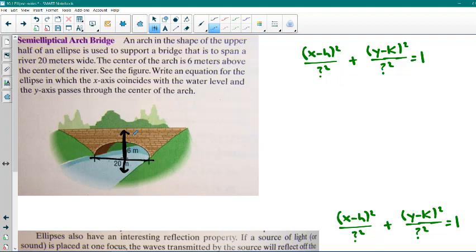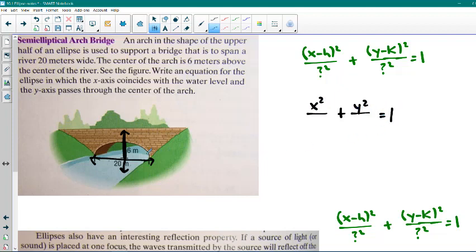Okay? So many times we will conveniently locate the center of these things at 0, 0. It just makes it so much nicer. So guess what that means for the numerator of our ellipse? x squared and y squared.